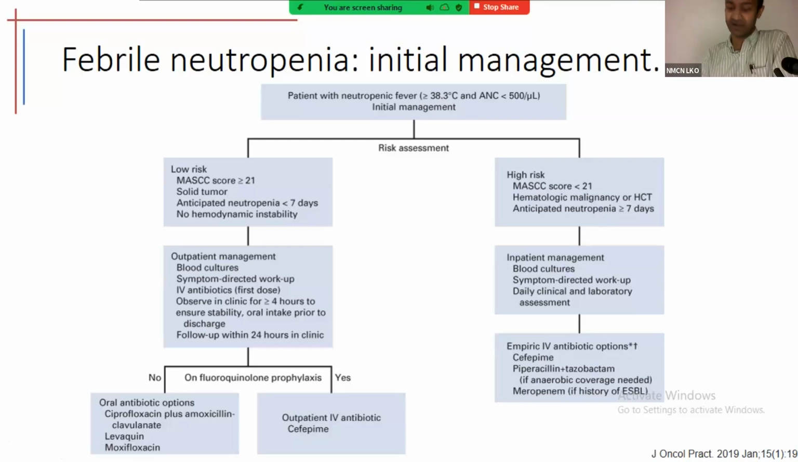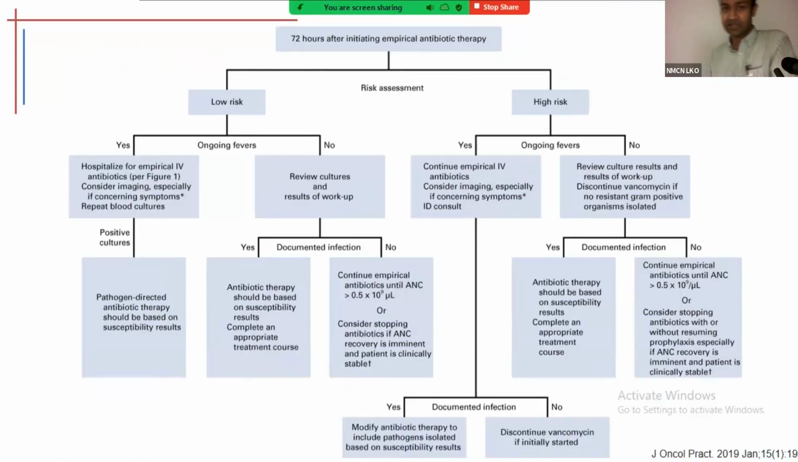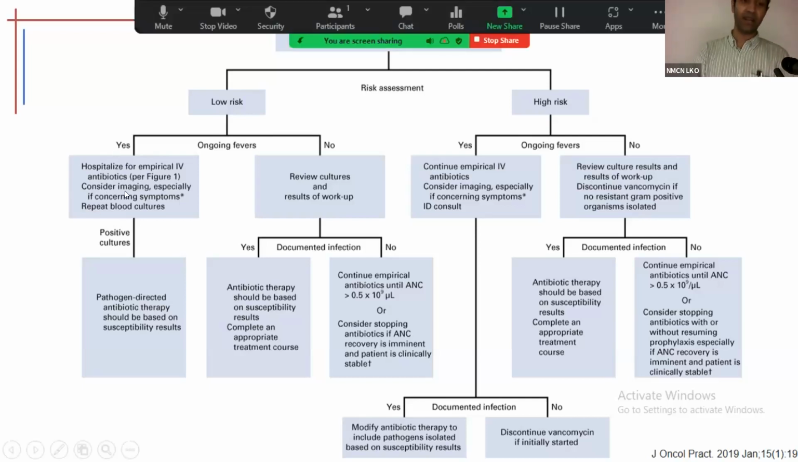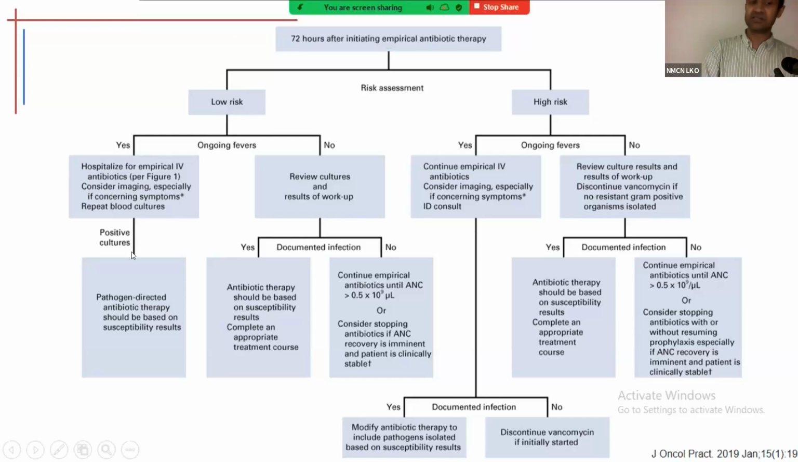All of these are very rational, right? So 72 hours after initiating empiric antibiotic therapy, you do another risk assessment. And if it's low risk here, you then look for ongoing fevers. If the patient is having ongoing fevers, you hospitalize definitely, and you consider imaging, again X-ray, CT if it's indicated, and you repeat the blood cultures. And if positive cultures, you treat accordingly.